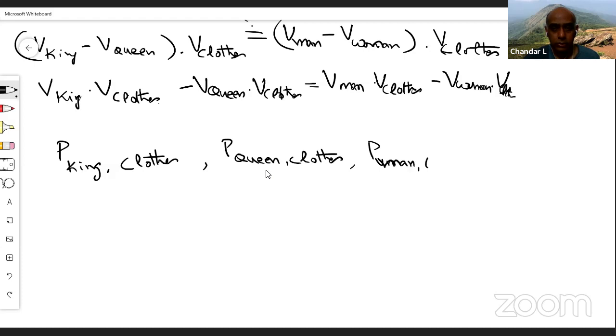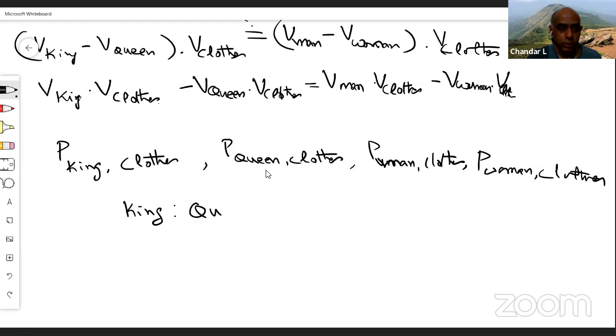Man, clothes. I'm writing these four: P(woman, clothes). Okay, so what do we expect as far as probabilities are concerned? We know something like this has to be true.